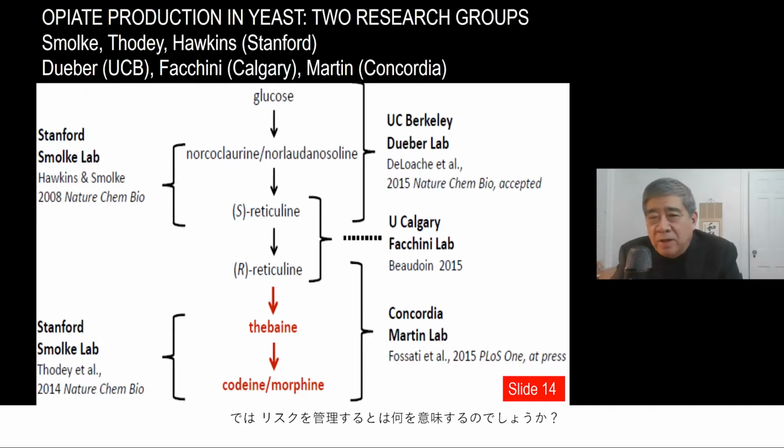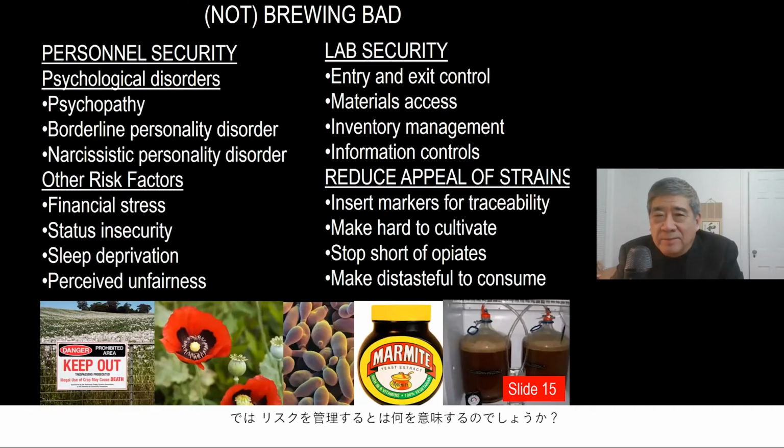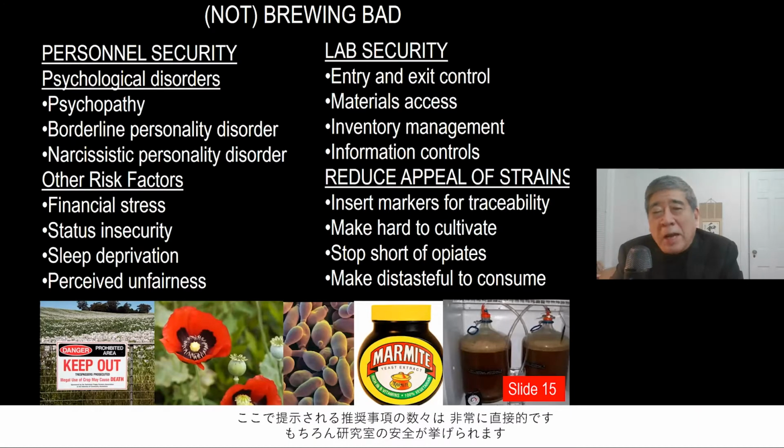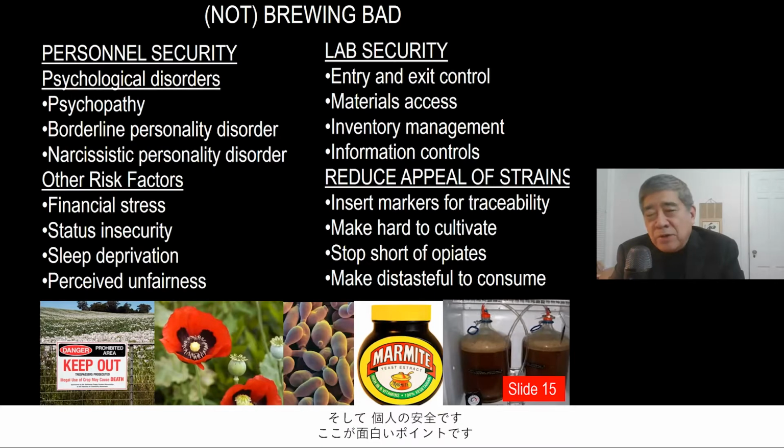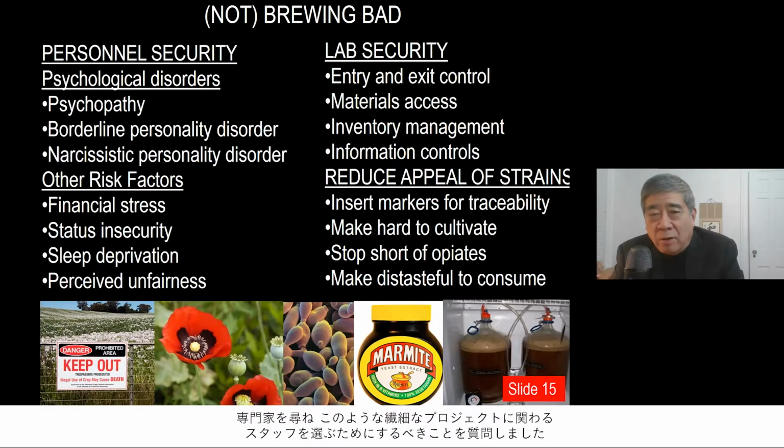Now, what does it mean to govern risk? So a number of the recommendations here are pretty straightforward. Lab security, obviously. Reduce the appeal of the strains, make them easily traceable, harder to cultivate. And then personnel security. So this was the point that actually got interesting. We went to experts and talked about the things that you would want to do to select staff to be working on something as sensitive as this.